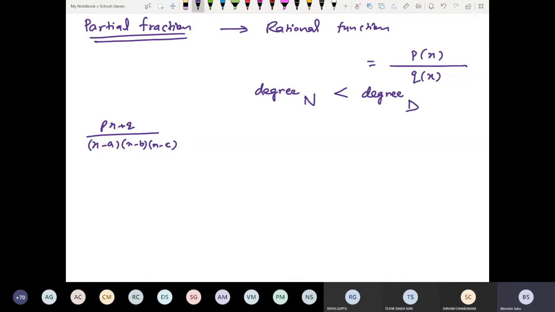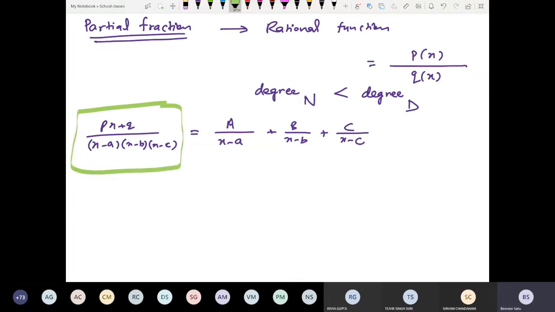So how to use partial fraction? See what we can do. We will be writing a by x minus a plus b by x minus b plus c by x minus c. What I'm saying is we can write this whole expression like this. This is the partial fraction. I'm taking one example. For example, we have to integrate 1 over x square minus 3x plus 2.